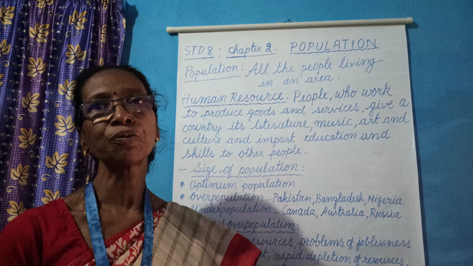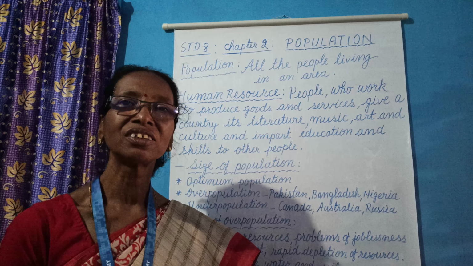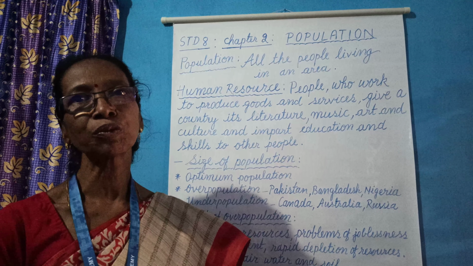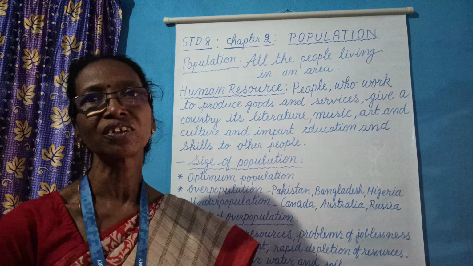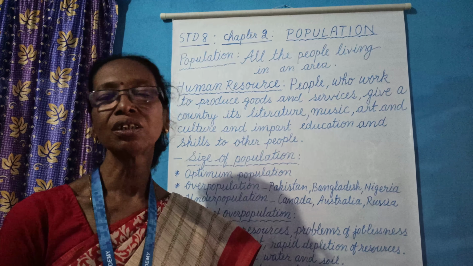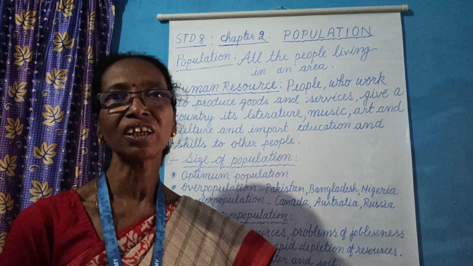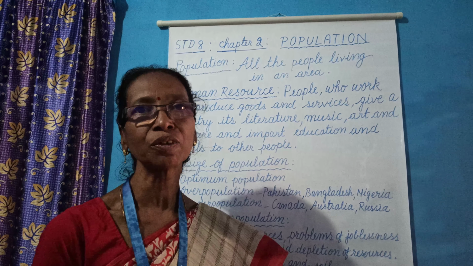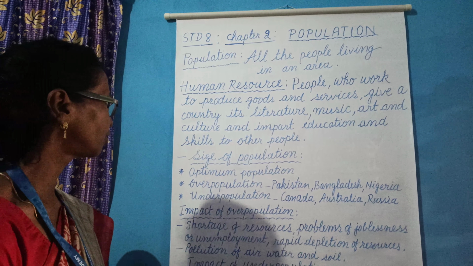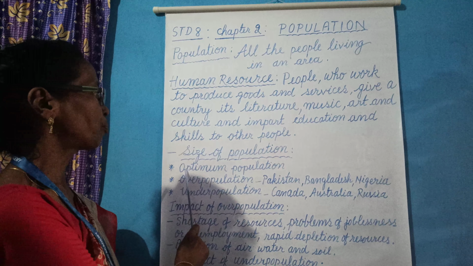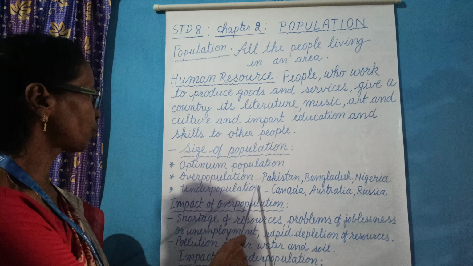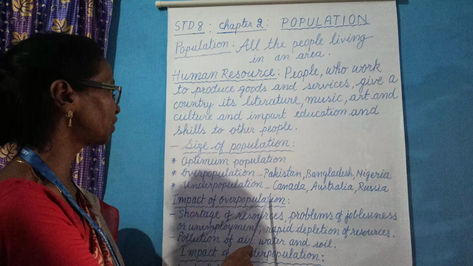Some countries have very high population. If you see, some countries have very less population. So according to the size, if we see, the population can be divided into three categories: optimum population, overpopulation and underpopulation.